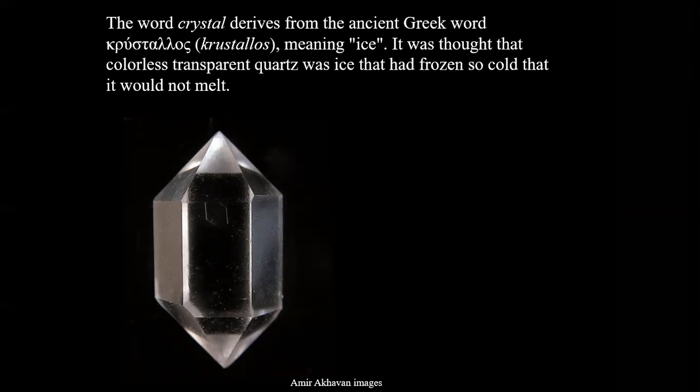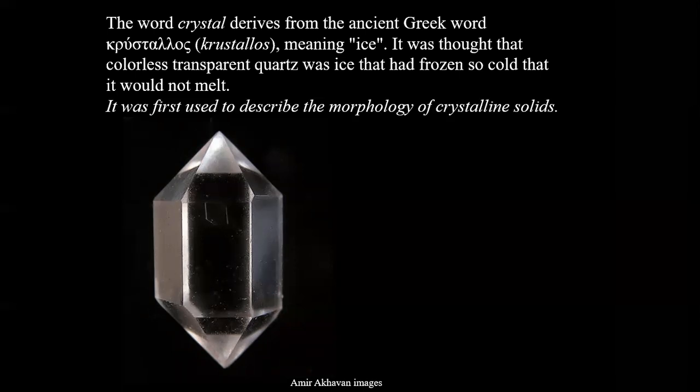The word crystal derives from the ancient Greek word kristallos, meaning ice. And it was applied to beautifully faceted quartz crystals like this one here, which were thought to be ice that had frozen so cold that it could never melt. So our first use of the term crystal was to describe objects with a specific morphology, such as the quartz crystal we see here.